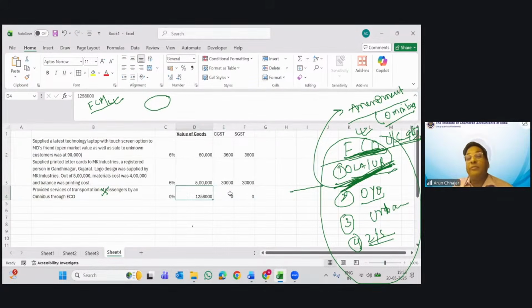Your tax liability would be 0 because who will pay the tax? ECO will pay the tax. In this case, why does the liability come? Because the transaction is an omnibus supplied by a private limited company. They have made one amendment that if the supplier is a company making the omnibus supply through ECO, it will not be covered in 9(5). Is that clear?